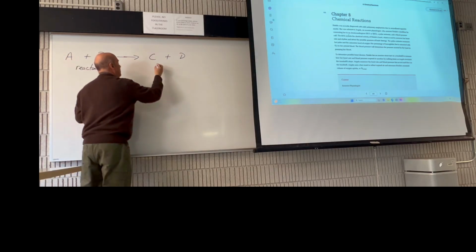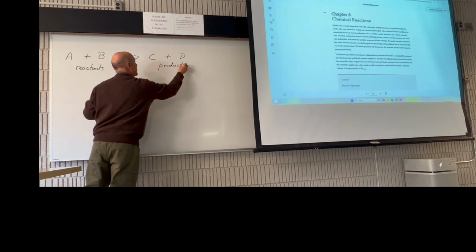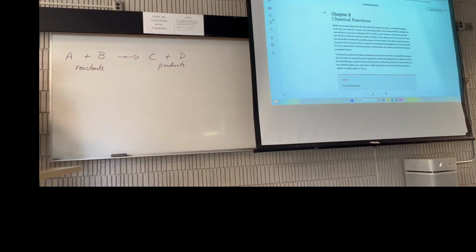We need to indicate more information. We need to provide more information as to what is happening. That extra information comes in the form of the state of matter for every chemical involved. And there are 5 states of matter that you should indicate.